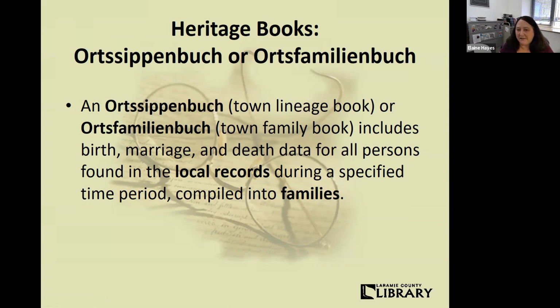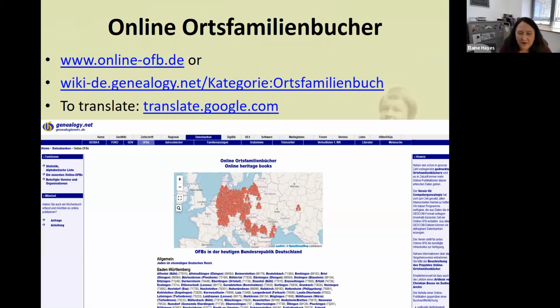So we're going to look for these records, and these are available online too, but they're not always in English. So remember that we have some ways to do some translating of websites in places such as Google Translate. And these are also in your handout. This is the online Ortsfamilienbuch at genealogy.net. That's genealogy.net.de. DE stands for Germany, Deutschland.